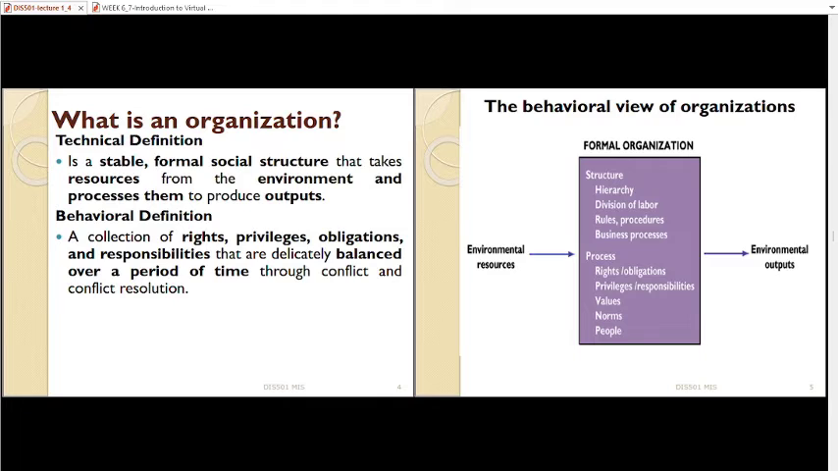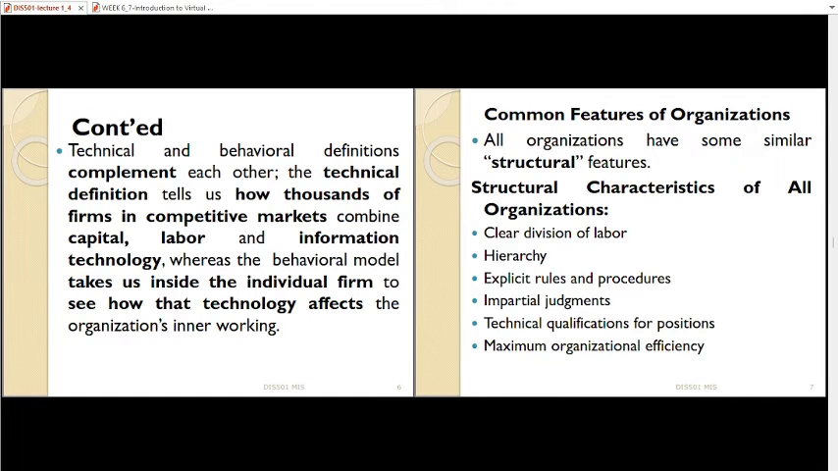Every time you hear of business process, think of routines that we have to perform every day. Whenever we say we are doing business or transacting business, there are some routines that we perform every now and then. If you look at it from the process itself, we are looking at rights and obligations of individuals, privileges, values, norms, the people themselves. And at the end of it all, if we look at structure and process, there is what we are going to give as an output.